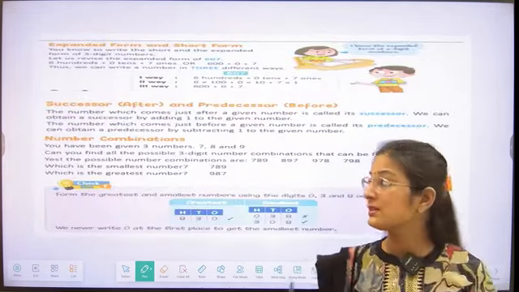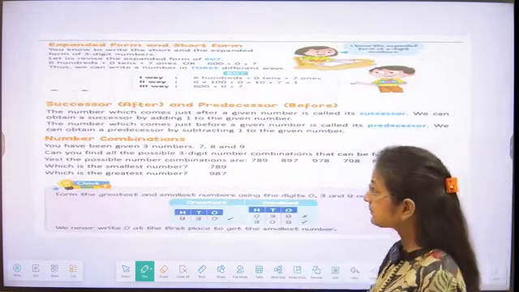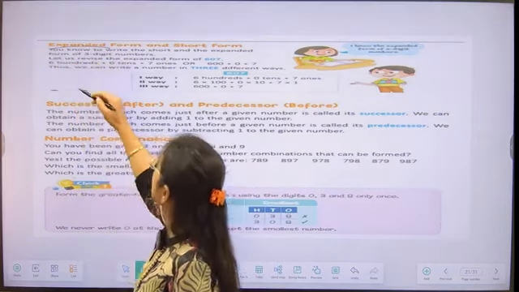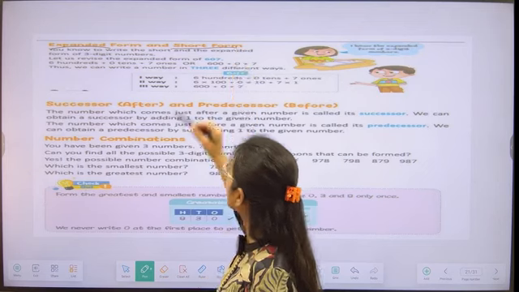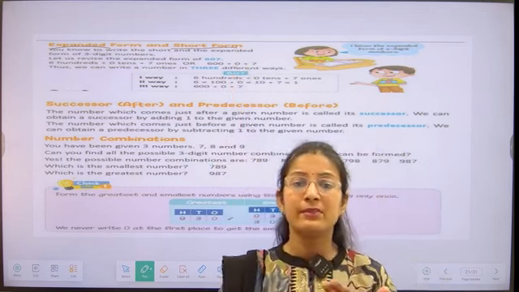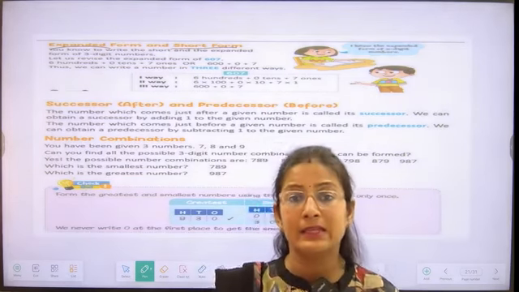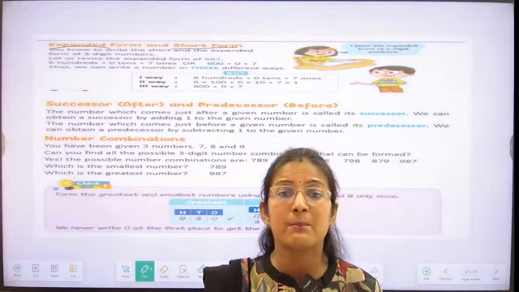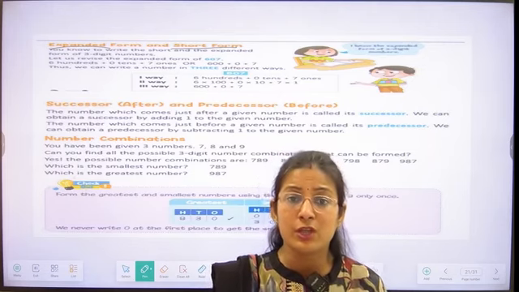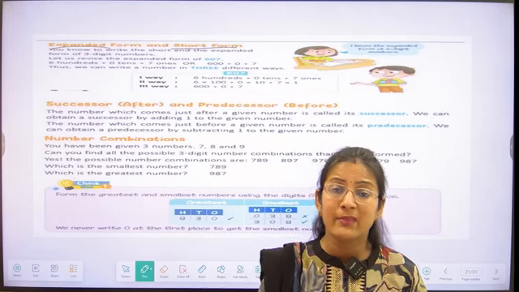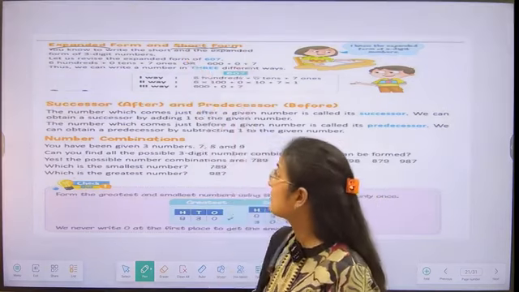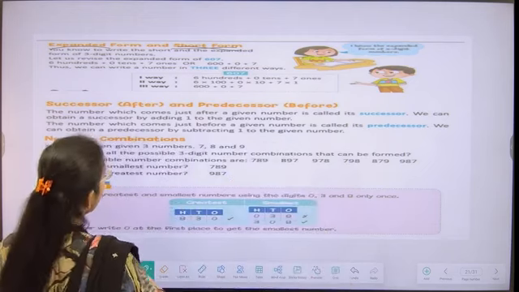Moving to the next concept. Now we are going to understand how we can write numbers in expanded form and in short form. When we write a number with its place values, the number is written in expanded form. Whenever we omit the zeros in the expanded form, we get the number in its short form. So let's take an example.